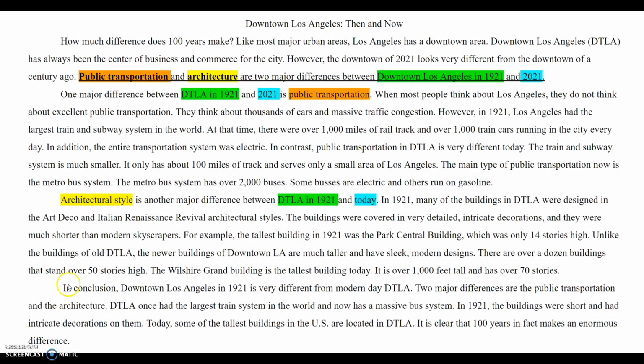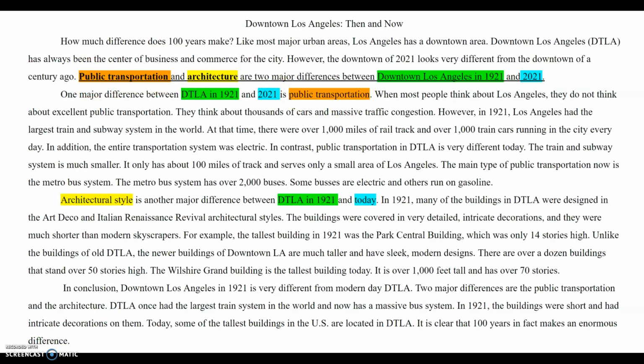Let's take a closer look at the body paragraph topic sentences and how they relate to the thesis statement. For body paragraph number 1, we have the topic sentence, 1 major difference between downtown LA in 1921 and 2021 is public transportation. So you can see that in the topic sentence, we include the 2 topics, downtown LA in 1921 and downtown LA in 2021. And we include the first point of contrast, or the first difference that we mentioned in the thesis statement. In this case, it's public transportation.